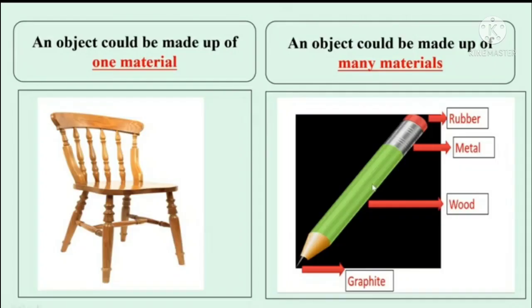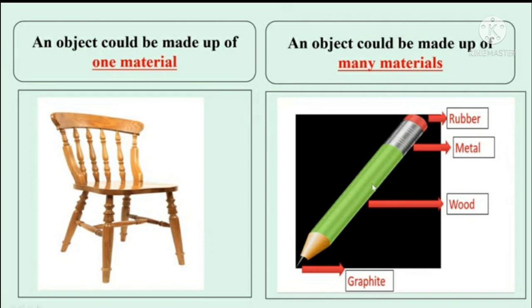Before moving to this topic, we want to understand what are objects, what are materials, and how they are different from one another. Children, if you look around, you will find yourself surrounded by some varieties of objects, like your table, chair, computer, toys, clothes, washing machine, refrigerator, etc. All these are objects. An object could be made up of one material or many materials.